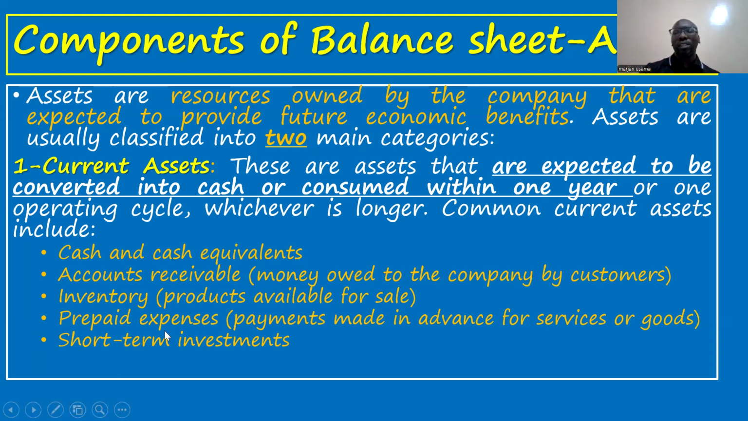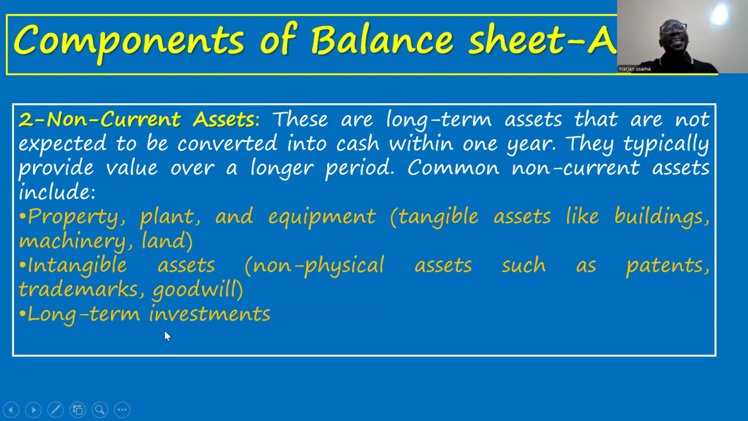Then we also have short-term investment. Then non-current assets. This is what is known as al-usul al-thabita. So these are long-term assets that are not expected to be converted into cash within one year. It's very difficult to convert them. If you want to convert them into cash, then it's going to take a lot of time. So they typically provide value over a longer period.